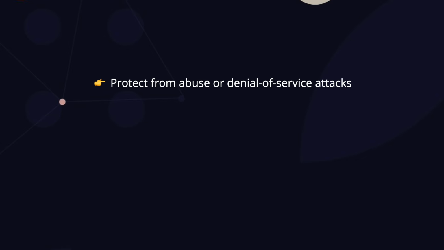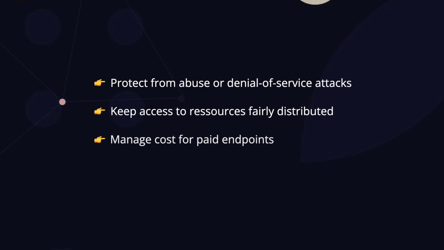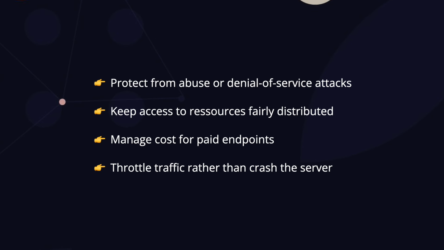In backend development, rate limiting is a strategy for controlling how many requests clients can make to an API endpoint within a given time window before being rejected. This strategy is essential for protecting your API from potential abuse or denial of service attacks, keeping the access to your backend's resources fairly distributed between clients, managing cost when implementing paid APIs, and overall improving the user experience by gracefully throttling your API rather than letting it crash when under too much pressure.